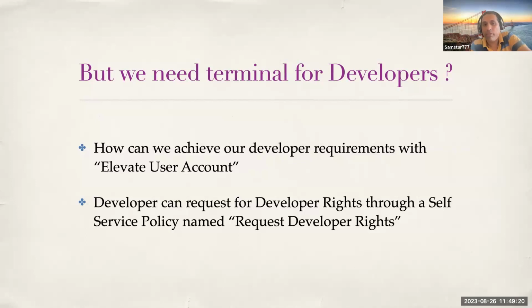Request developer rights: when the user goes to Jamf Self Service and clicks on Request Developer Rights, it will generate an auto-populated email to the support group, with a subject, and it automatically populates the data. It will capture username, Mac device name, timestamp, and OS build, and it will give a business justification field for the end user to enter. The end user will enter the business justification and click on the send button.